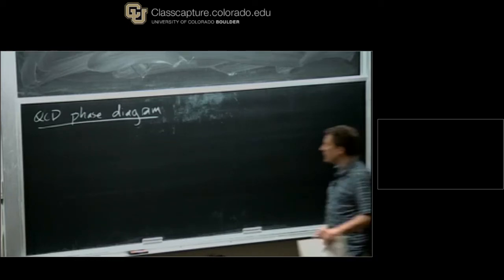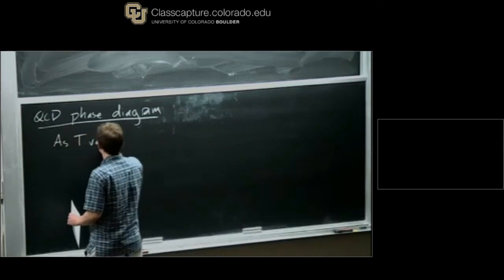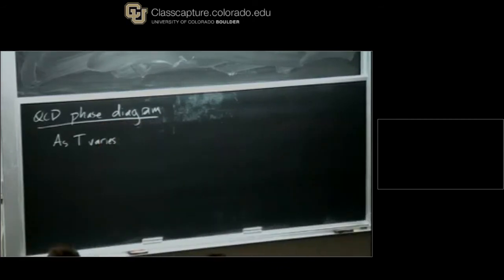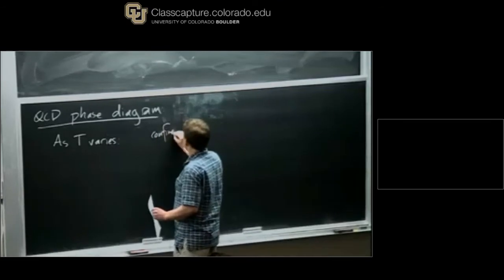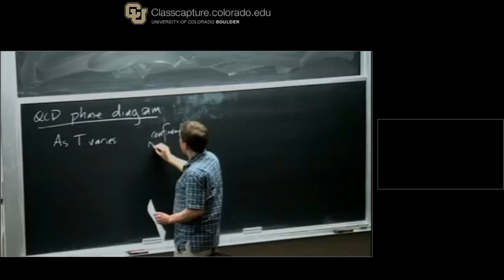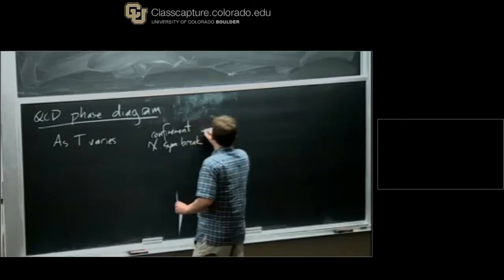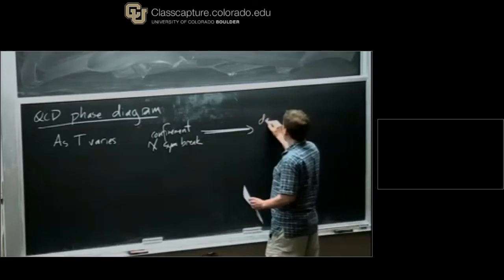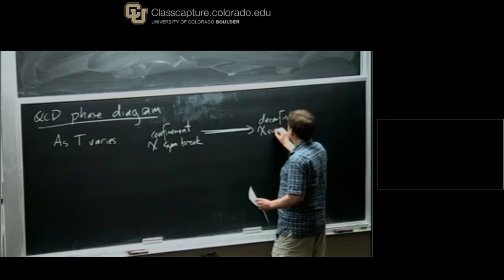So a couple of things about QCD is that as you vary the temperature in QCD, you expect some fundamental things to change. At low temperature, you have confinement, and you also have chiral symmetry breaking. And as the temperature gets higher, we expect that these go away, that the theory deconfines, and that chiral symmetry is restored.